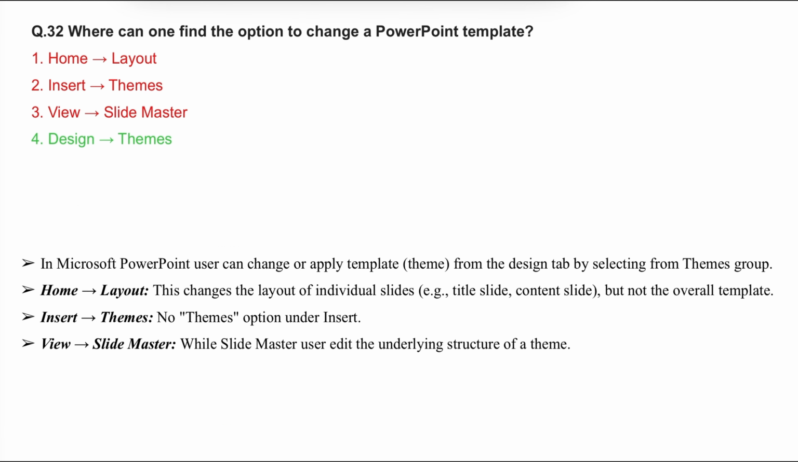Question number 32. Where can one find the option to change a PowerPoint template? In Microsoft PowerPoint, a user can change or apply a template or theme from the Design tab by selecting from the Themes group. So Design tab and selecting from the Themes group. Correct answer is 4.